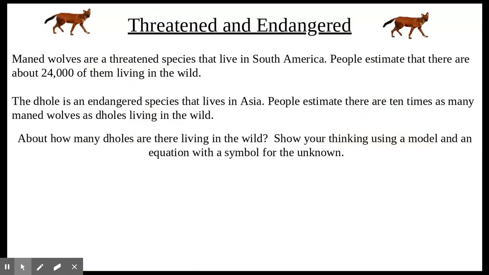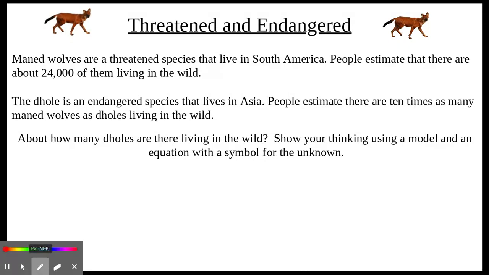So, I have this page. It's the exact same thing as your page, just without the pictures. And we're going to see if we can solve this. I am not going to give you the answer, but I am going to suggest a way for you to find the answer. So it asks us how many dholes are living in the wild, and it also says to show your thinking using a model and an equation with a symbol for the unknown.